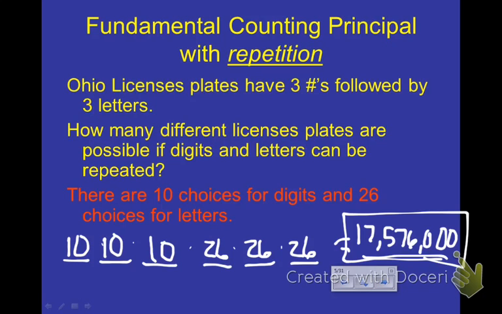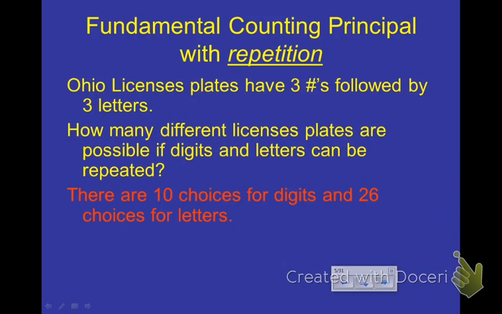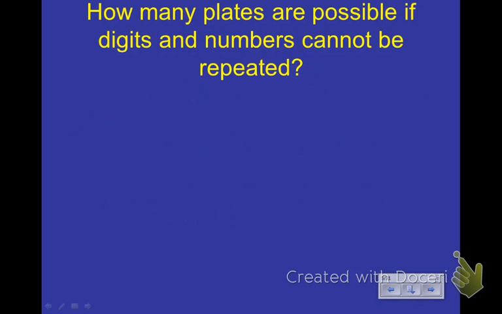That's why they have so many cars, I'm sure. All right. Well, that was with repetition. Now let's look without repetition. So now I can't have like 1, 1, 1, A.